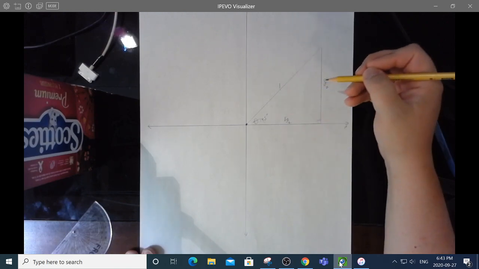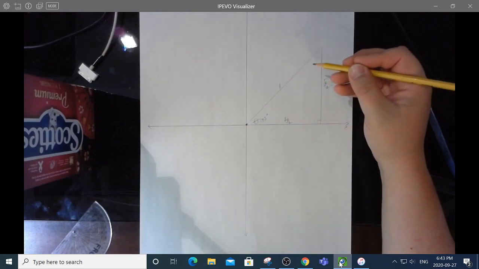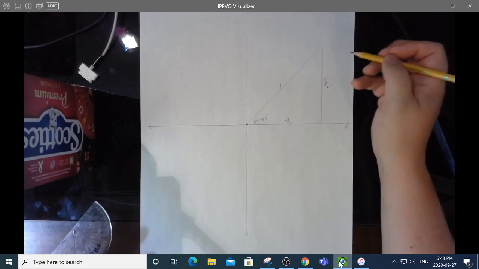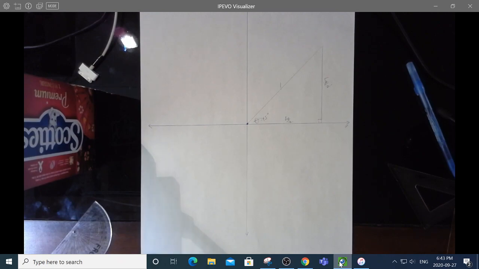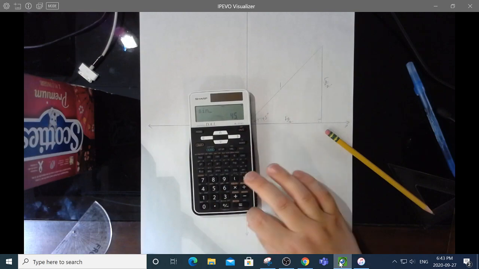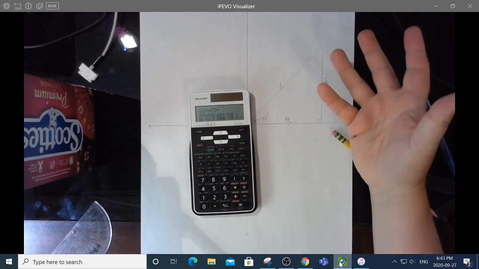But when I did opposite over hypotenuse, those 2's that made it bigger would cancel. If this was 10 times bigger and this was 10 times bigger, well, the 10's would cancel. I'm still going to get root 2 over 2. And your calculator knows that, right? Assuming that you're in degrees when you start punching, the sine of 45 degrees is that number. And again, that's a rounded number, right?